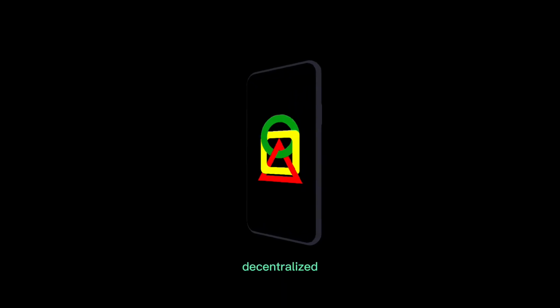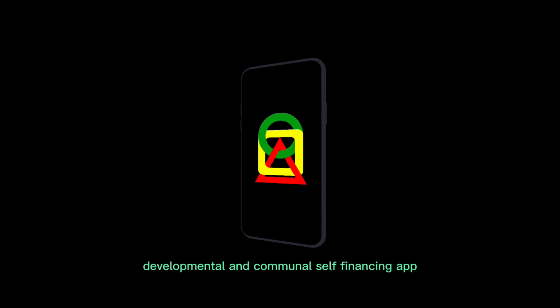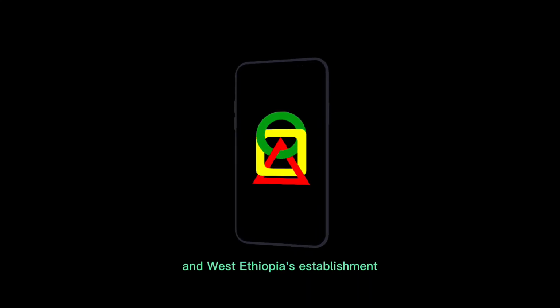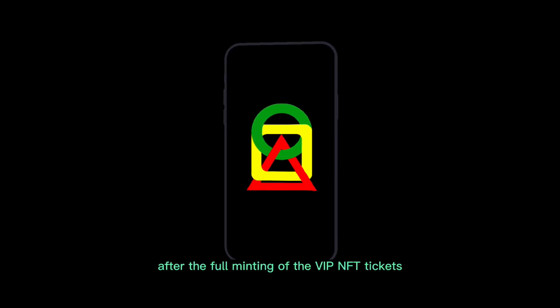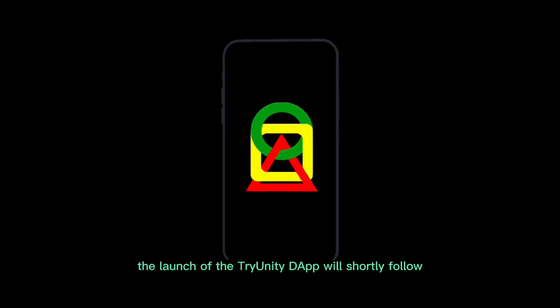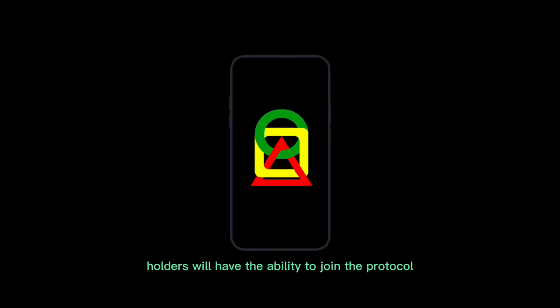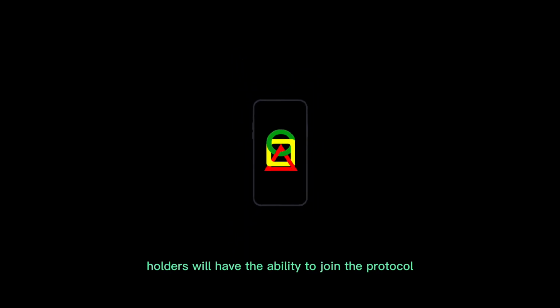TryUnity is a sovereign decentralized developmental and communal self-financing app created solely for the Isle of Judah and West Ethiopia's establishment. After the full minting of the VIP NFT tickets, the launch of the TryUnity dApp will shortly follow. During the first 24 hours, only VIP NFT ticket holders will have the ability to join the protocol.